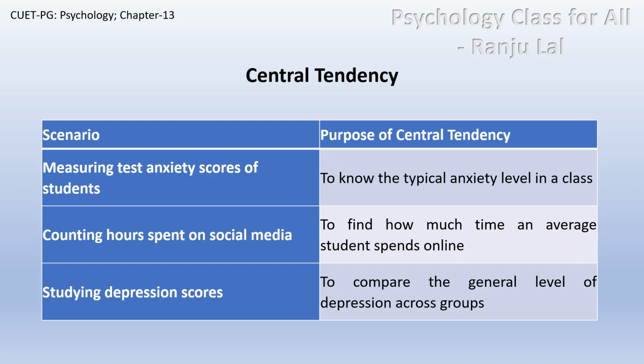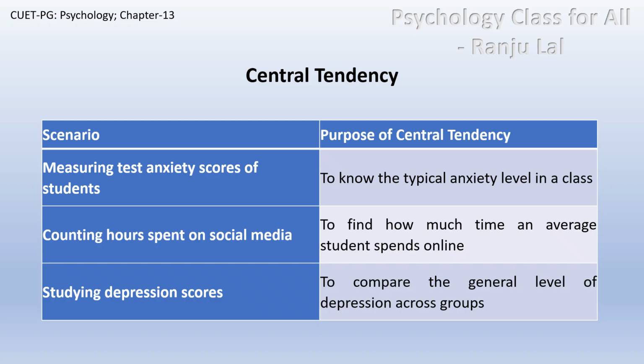So, for example, if we are measuring test anxiety scores of students, then the purpose is to know the typical anxiety level in a class. If we are counting hours spent on social media, then the purpose is to know how much time an average student spends online. Or if we are studying depression scores, then we want to compare the general level of depression across groups. So, psychologists use central tendency to understand what is normal so that they can better spot what is abnormal or extreme.